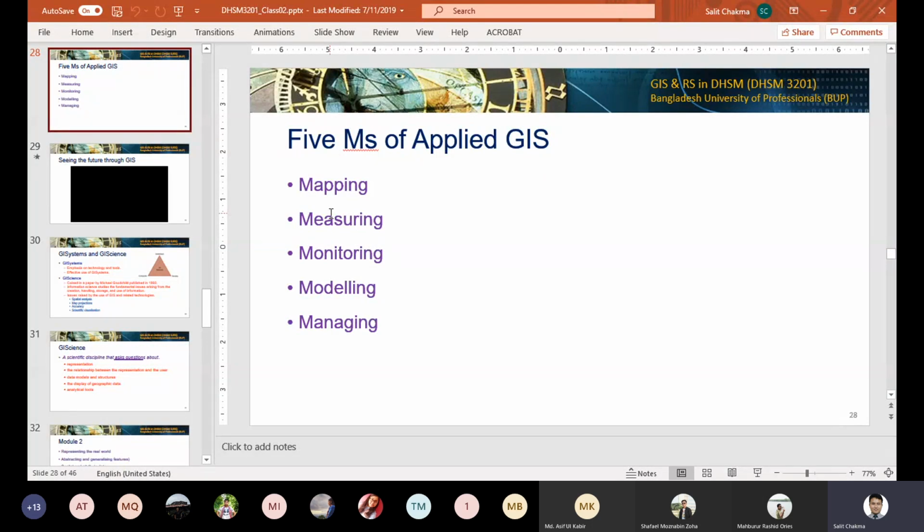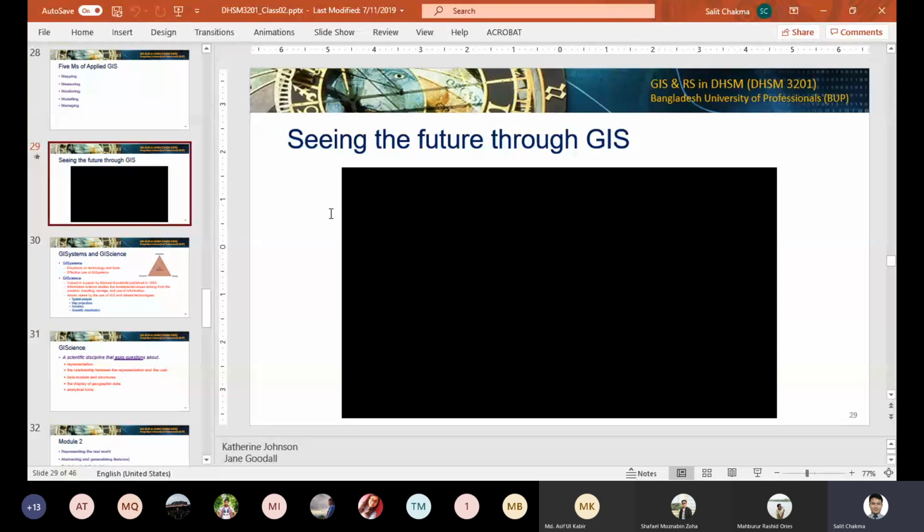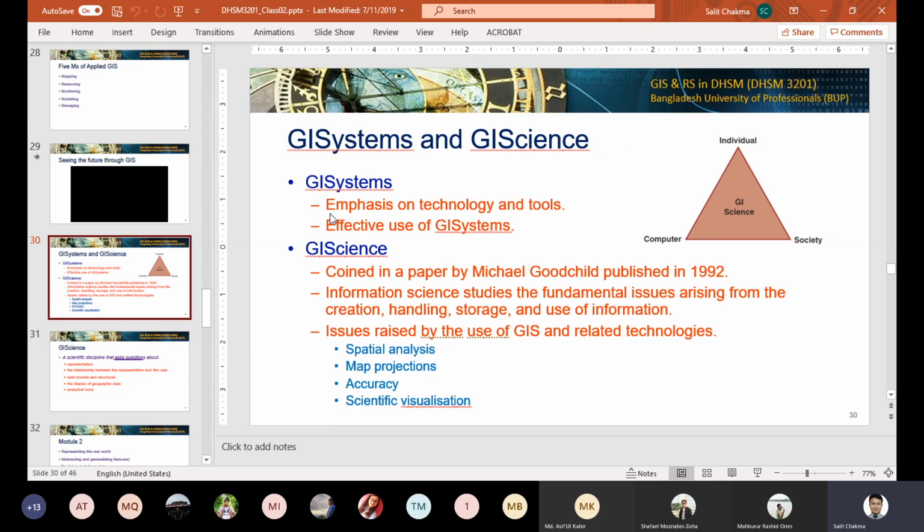So in the management part, the most significant one is decision making. How are we going to decide? What decision are you going to make based on the results of GIS? Seeing through the GIS, so this one we will discuss when we will be discussing the applications of GIS. For now, let's talk about the second module. Oh no, this is still the first module.